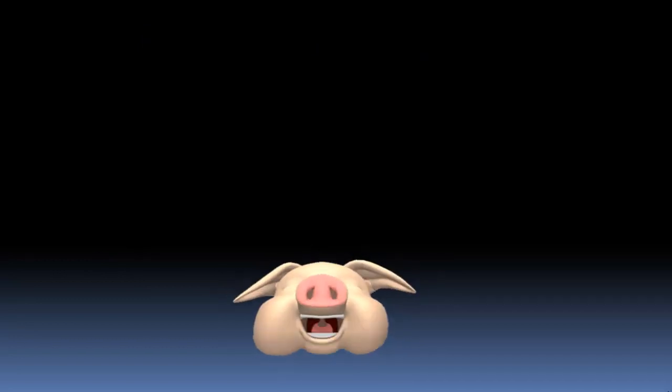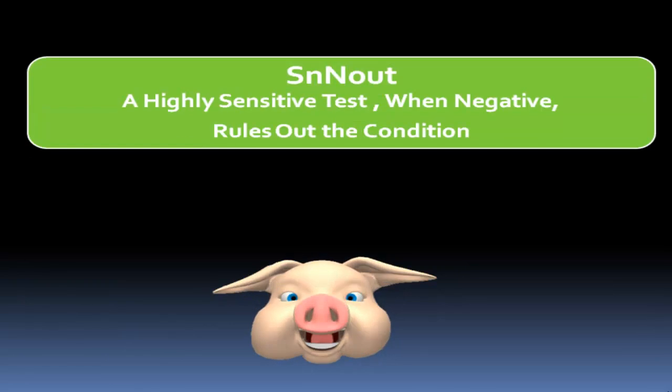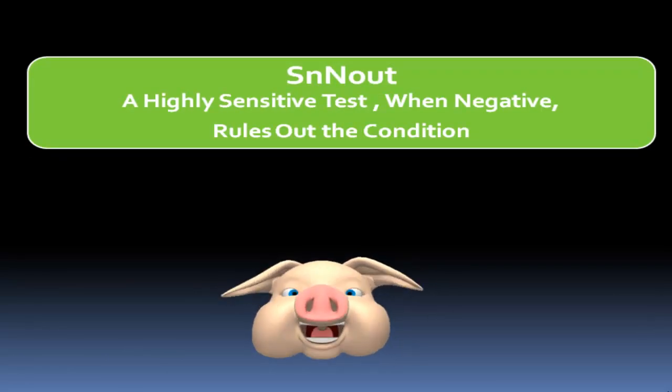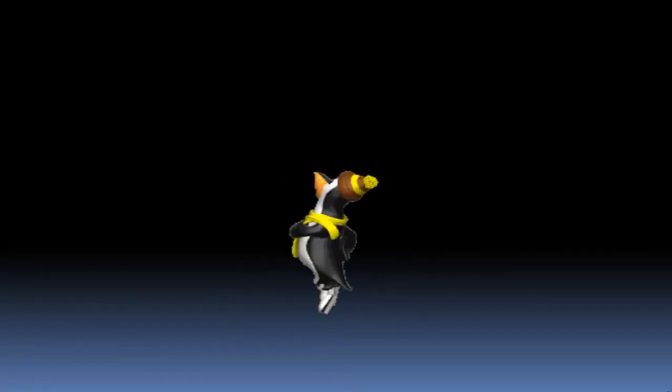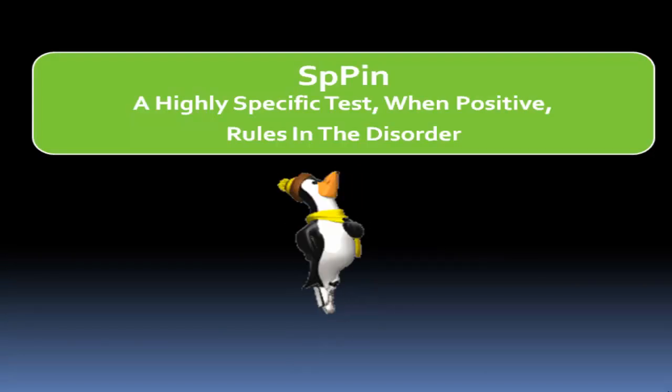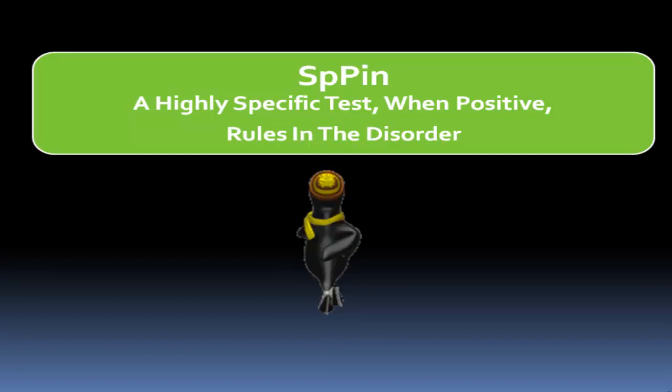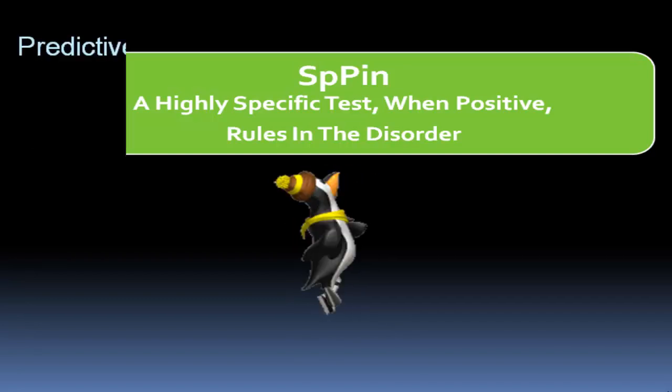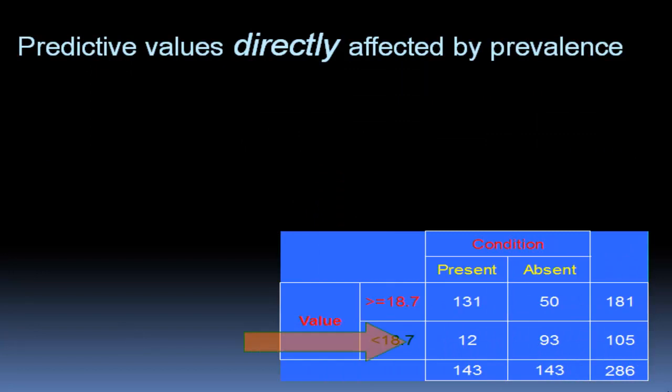Remember the acronym SNOUT, where a highly sensitive test when negative tends to rule out the condition, and, of course, the acronym SPIN, where a highly specific test when positive tends to rule in the disorder. Sensitivity and specificity are independent of the prevalence of the disorder, so we need statistics for that. Well, this is where the positive and negative predictive values come in handy.